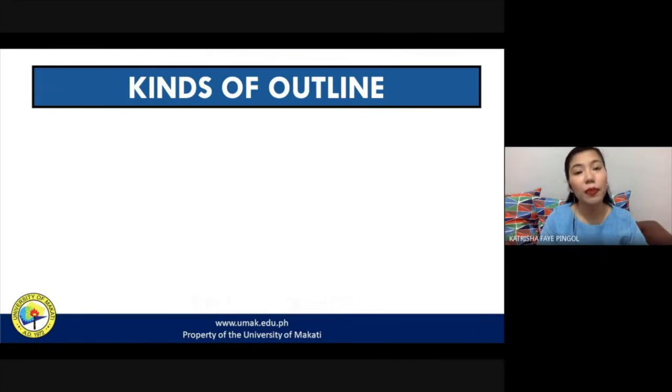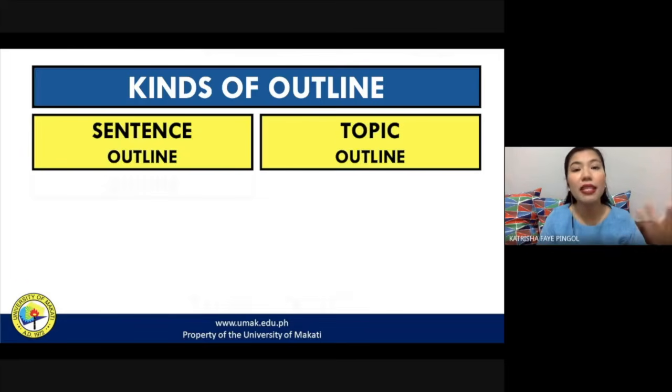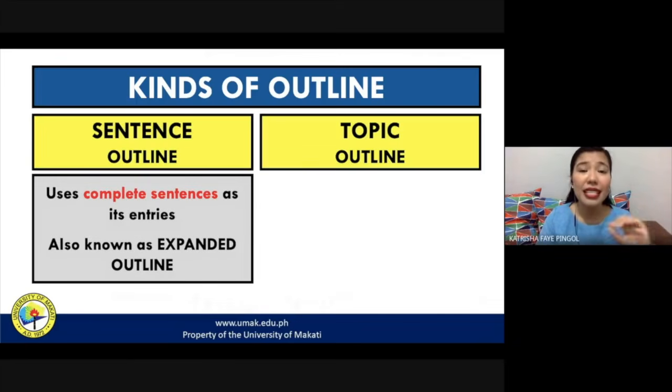All right, now let's move on to the different kinds of outline. When we say different kinds of outline, there are two. The first one is sentence outline and then topic outline. By the terms itself, you can already identify the difference between the two. When we say sentence outline, this is a type of outline wherein you use complete sentences as its entries. Therefore, the main ideas and the supporting details are all written in complete sentences. Okay? So, this type of outline is also referred to as expanded outline.